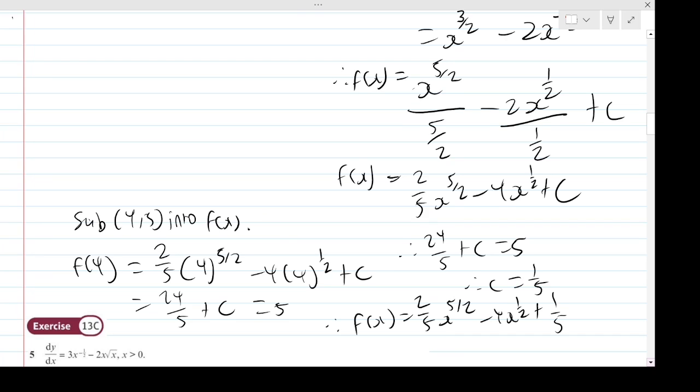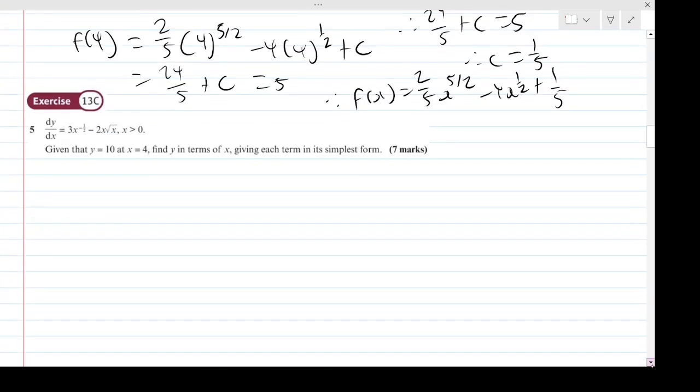And so that's the idea, right? When we get information, if we get a point or some values we can substitute in, we can find this c, to get the full precise answer for my function. Okay, so let's have a look at this example.